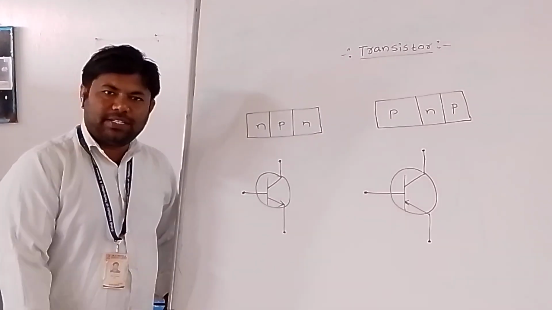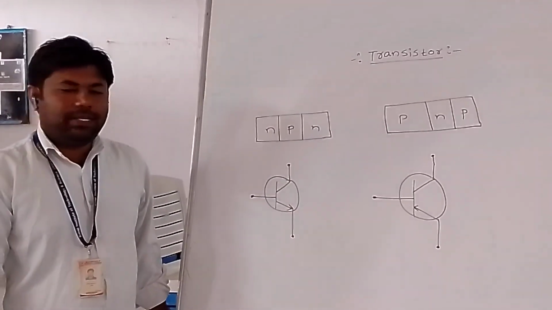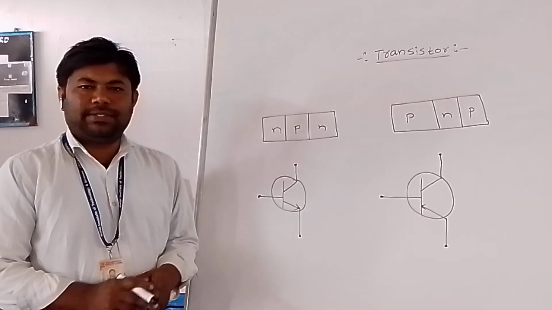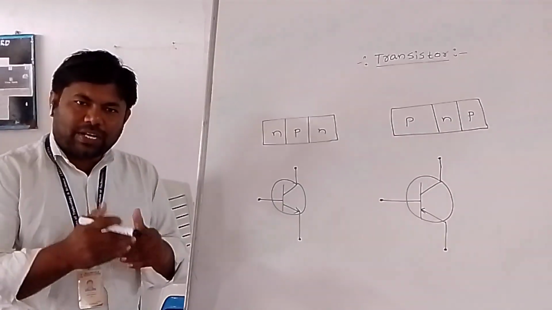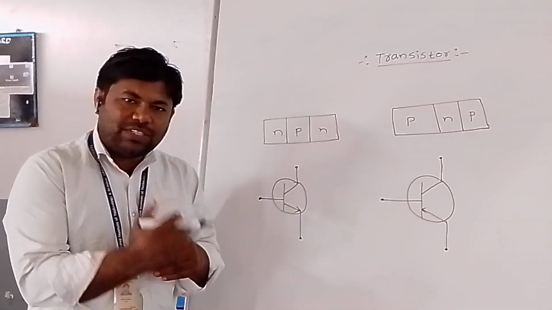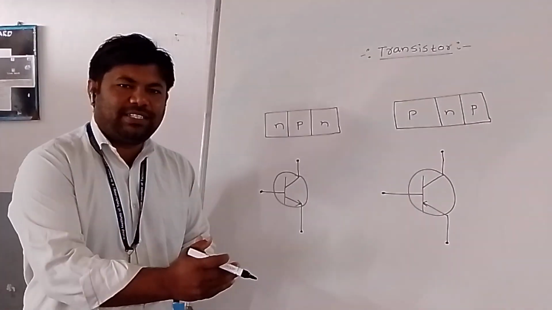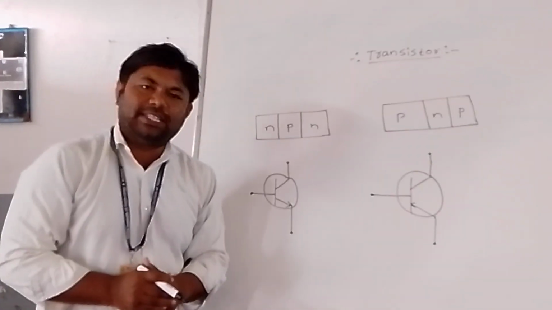So today we discussed the transistor. Transistor means it is an electronic device. So it is transferring the resistance. Transferring the resistance means current is transferring from low resistance to high resistance. That's why we can call it a transistor.